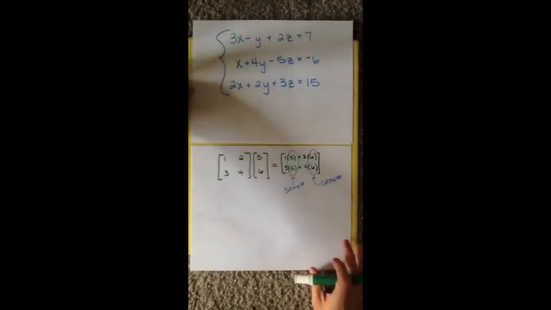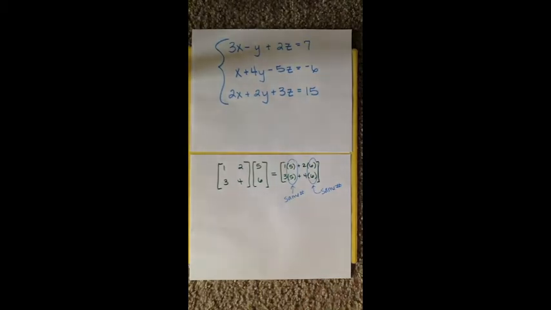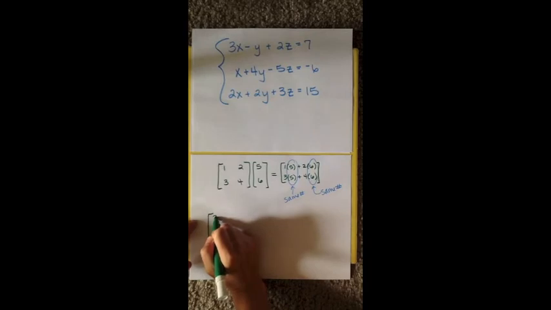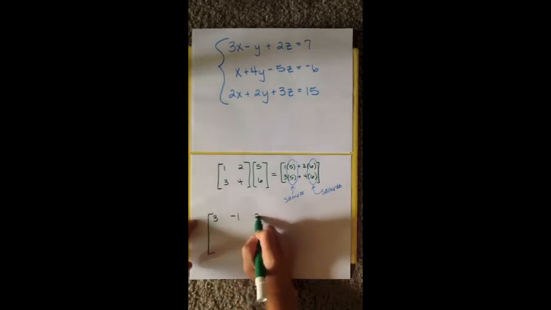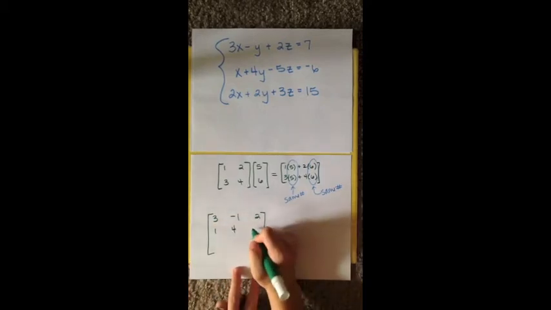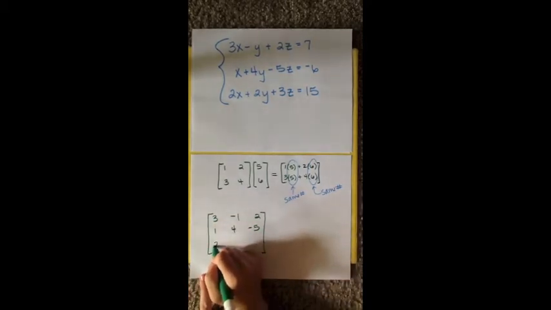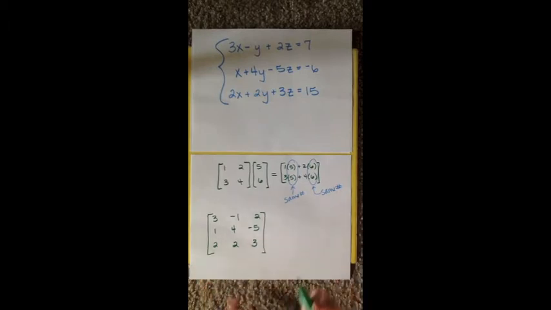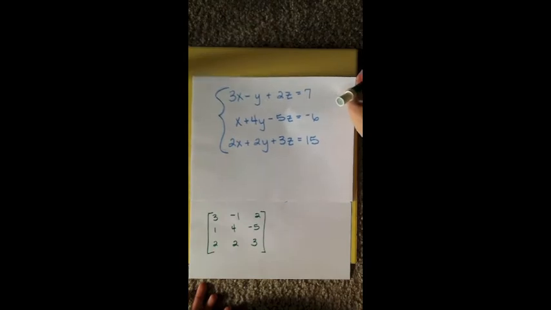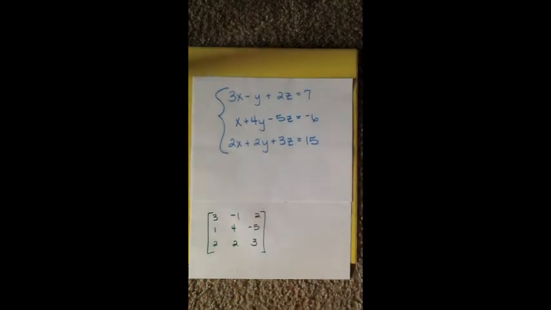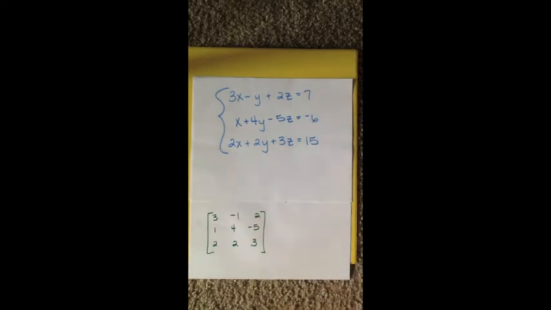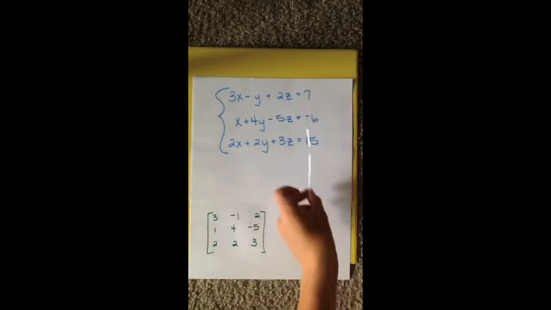So looking again at that first system, we can take it and set it up into a matrix equation, and it would look like this. 3, negative 1, 2, 1, 4, negative 5, 2, 2, 3. So where did all those numbers come from? All of those numbers came from my coefficients on the left-hand side of the equal sign. So there's kind of this little separation here.